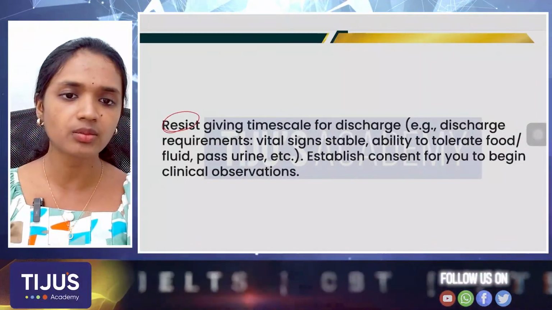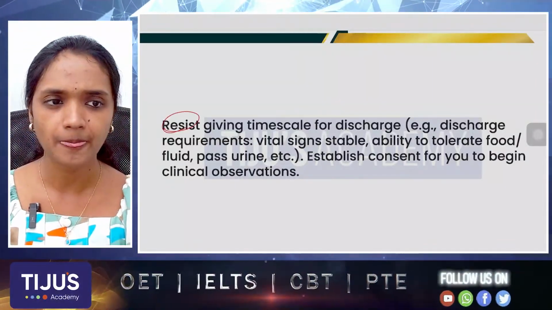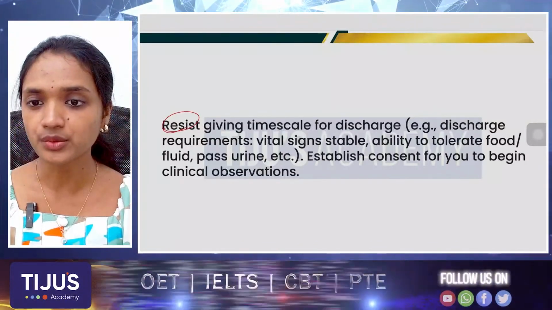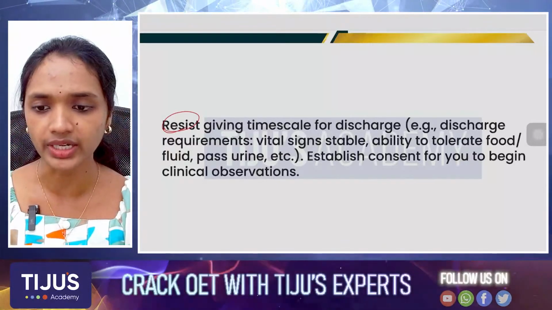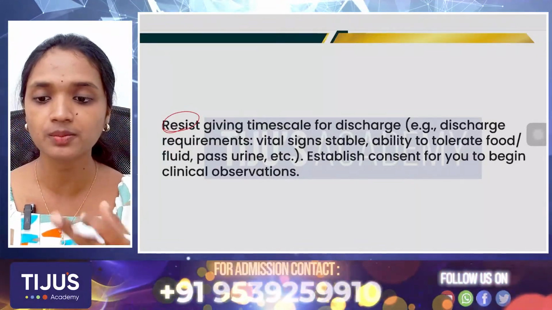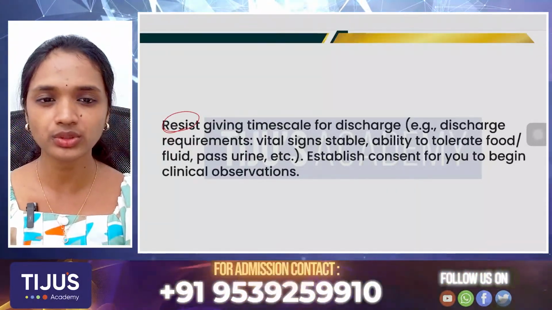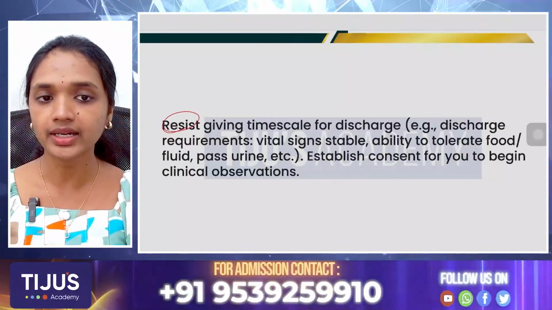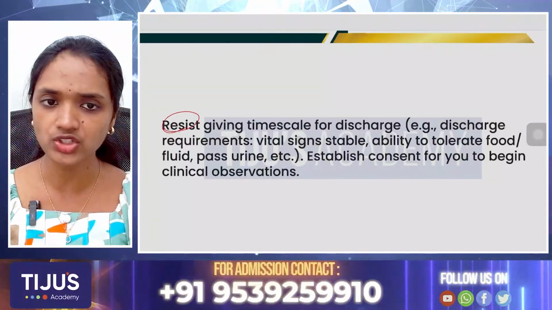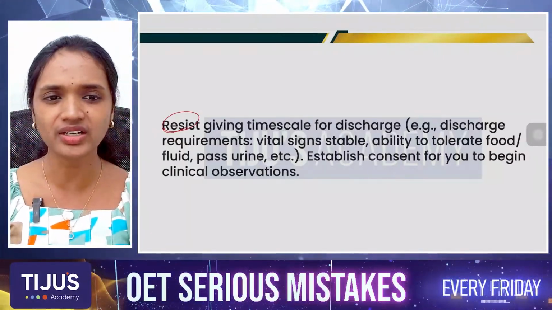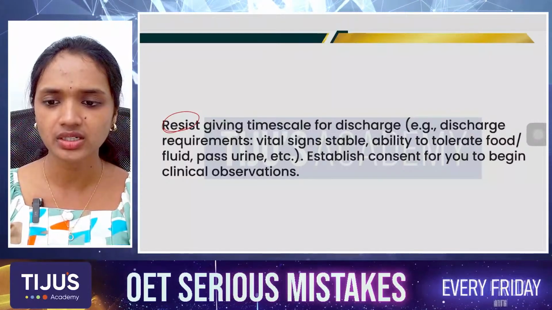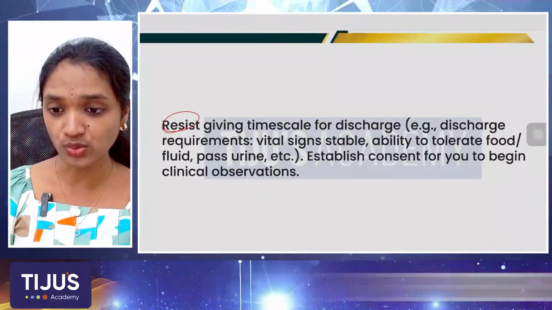So when we say resist, what do you mean by resist? You are refusing something, right? You are telling the person that no, I'm not supposed to do that. So you're going to resist the request made by the person. Do you think we can just say, well, I can't give you the time scale? Is this the right approach? Can you just say, well, I can't give you the time scale for discharge? You're not supposed to.